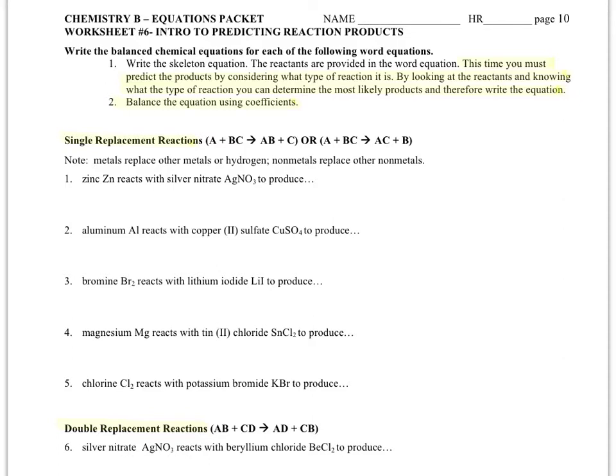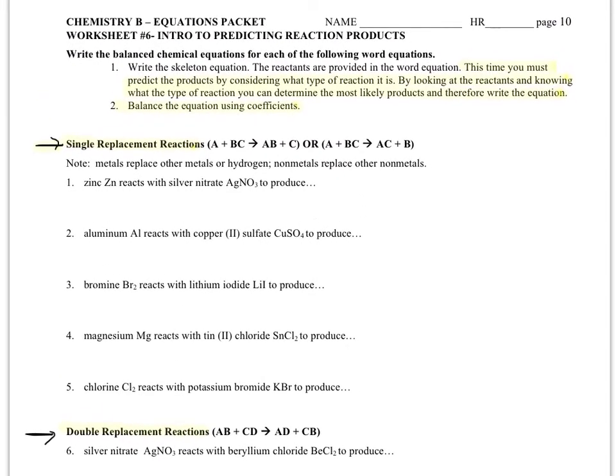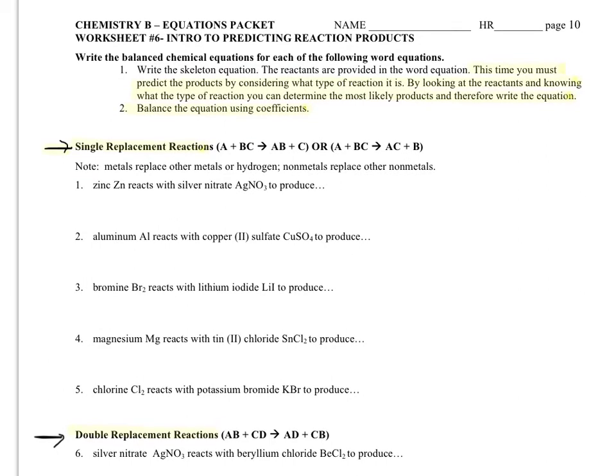If you take a look at this worksheet, you'll see that you are either going to be dealing with single replacement reactions, or you will be dealing with double replacement reactions, and we'll look at a couple examples of each. But you won't be asked to predict products for composition or decomposition reactions, which simplifies things a bit. Then, once you have predicted the products, you still need to go back and balance the equation. You always want to balance an equation, otherwise it's not a true statement.